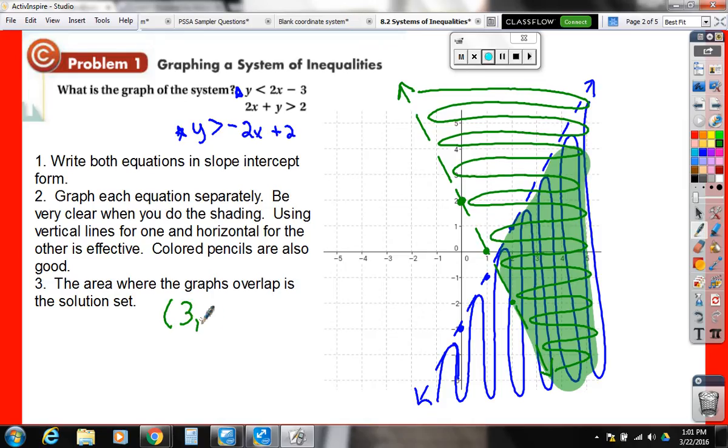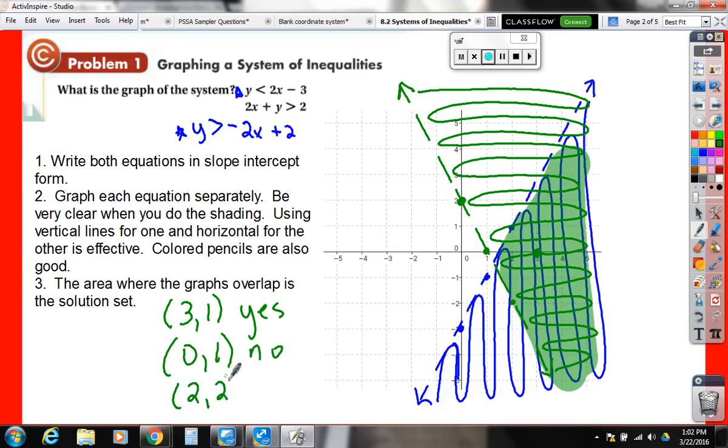Okay, what about the point 3, 1? Is that a solution to that inequality? Yes, it is, because 3, 1 would be right here, and that's in our doubly shaded region. What about 0, 1? No. Why not? It's not in the doubly shaded. Right, it's not in any shaded, so that would not be a solution.